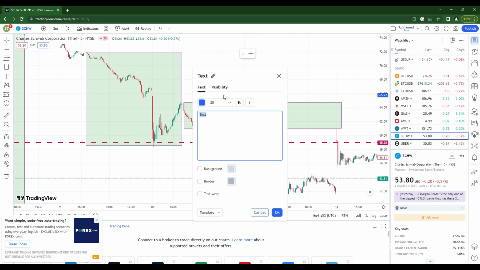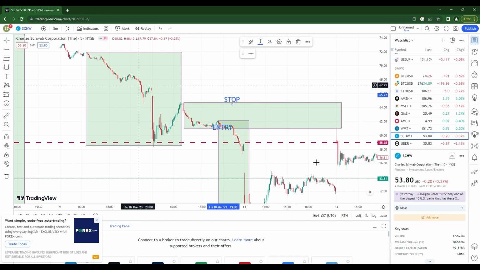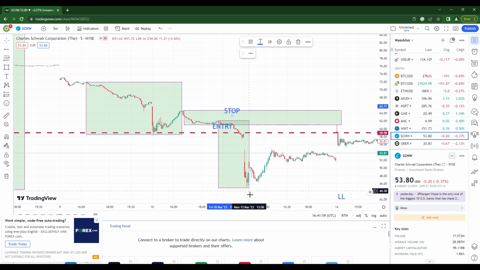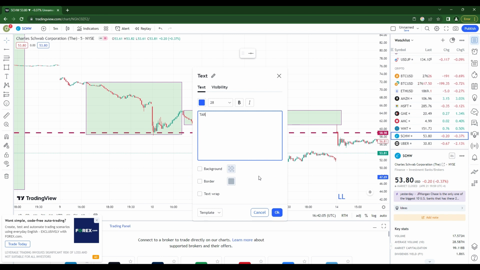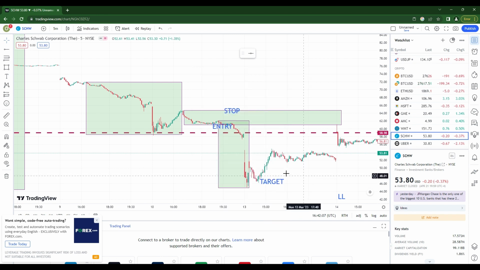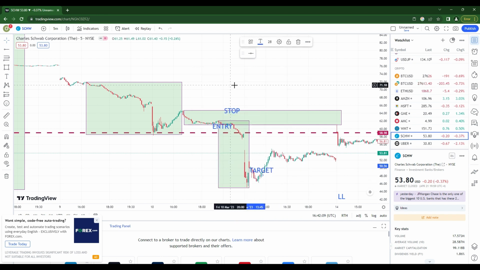Stop loss is above here, wherever you want. Always got to be above. And then your target for this one will be this box right here, because this is the lower. So I'll put target right here. Put it right there. So this will be my 5 minutes trade. Entry, stop, target.